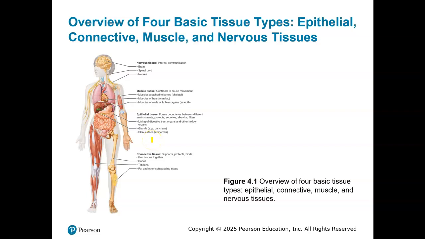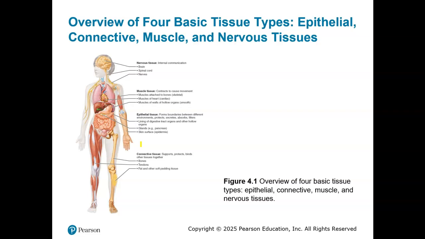And epithelial tissue basically forms linings and coverings. So the skin, at least the outer layer of the skin, the epidermis, is epithelial tissue. But underneath the epidermis is the dermis, and the dermis is actually connective tissue. So epithelial tissue forms coverings and linings.